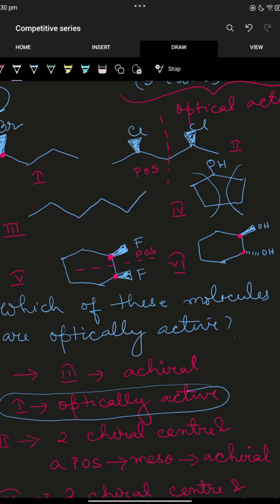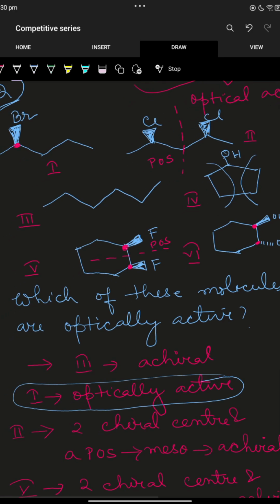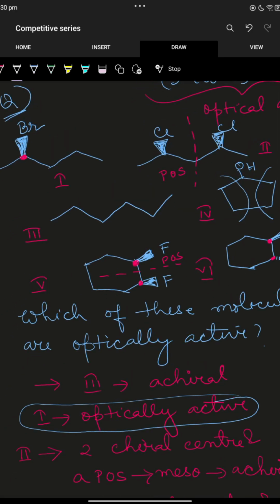But then also, you see in the first example, first one, you have a chiral center, right? You have a chiral center and this carbon is the chiral which I have marked with the pink color. It has 4 different valencies and so it is optically active.